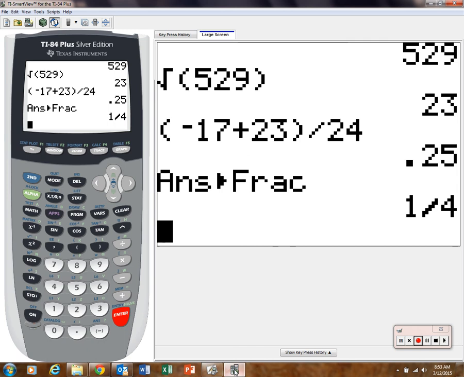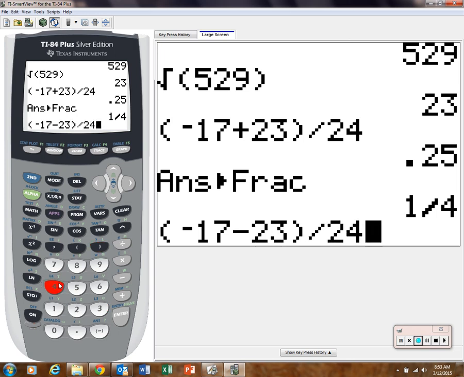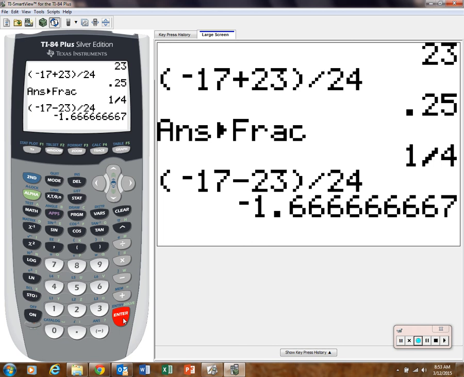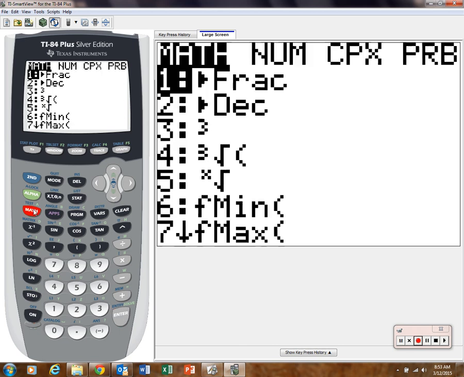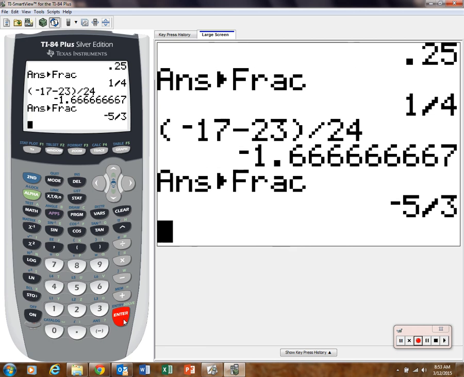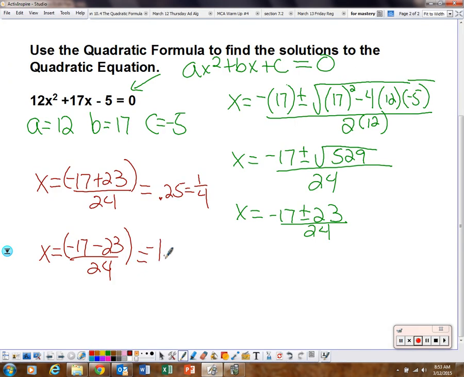Now I'm going to type in the other one, negative 17 minus 23 divided by 24. Okay, well, we get a decimal again. Let's change that to a fraction. So negative 1.66 repeating ends up being negative 5/3. So the two solutions to this problem are 1/4 and negative 5/3.